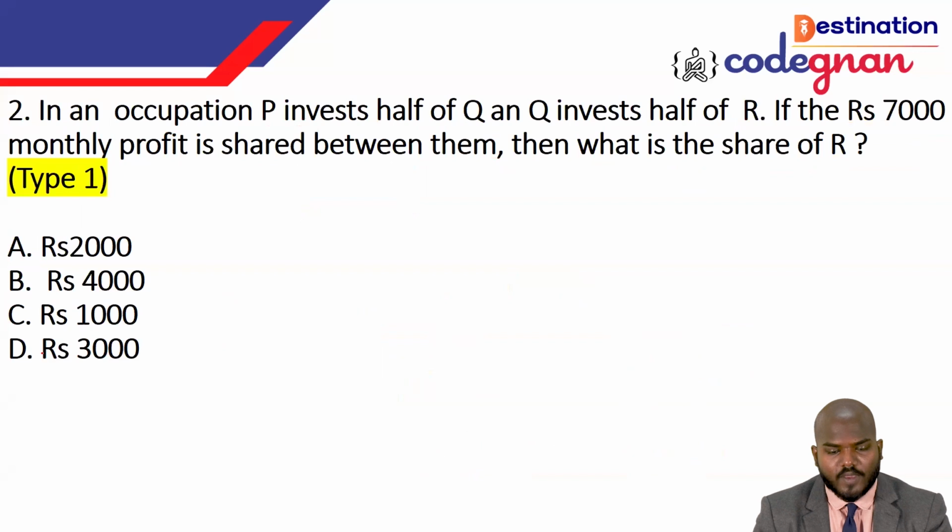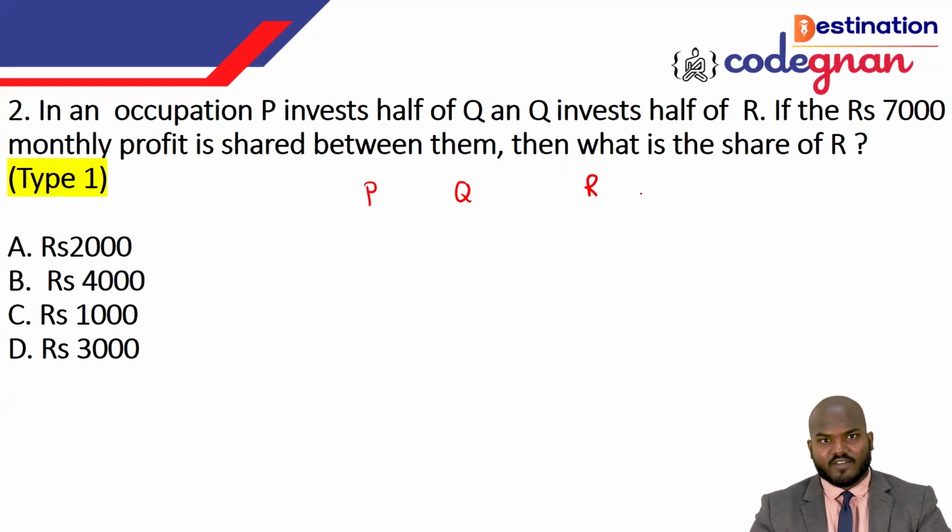Okay, so on to the second question, guys. In an occupation, P invests half of Q and Q invests half of R. If the 7,000 rupees monthly profit is shared between them, what is the share of R? First, you see this one. We just want to divide the people first: P, Q, R. We have these three people.